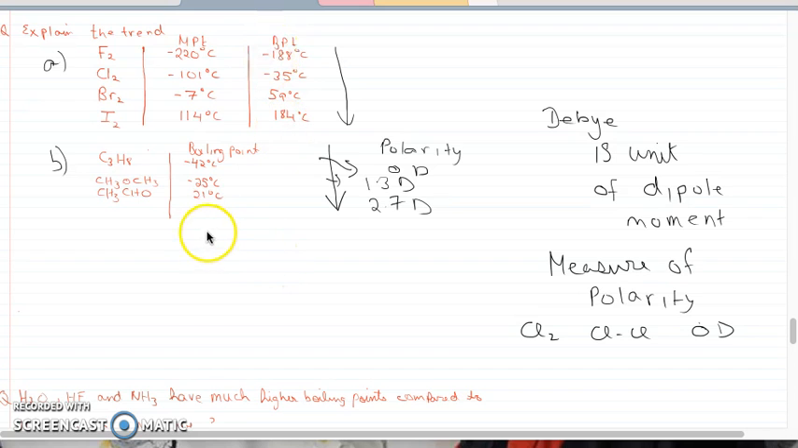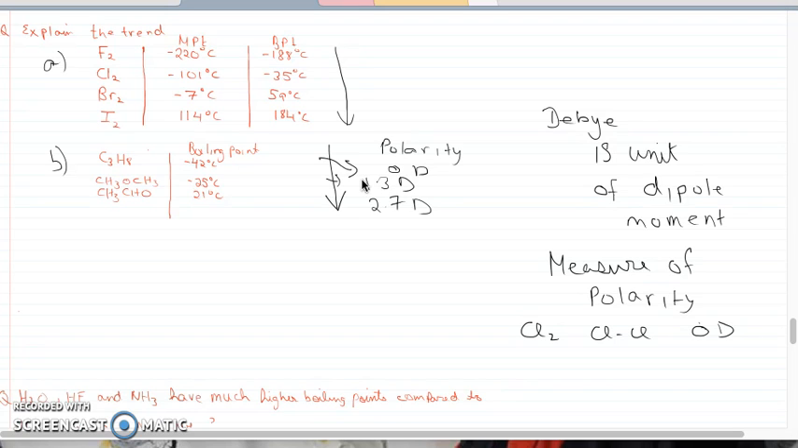That's part A. Part B, as you go down, you can see that the boiling point is increasing. This is because as you go down, the polarity of the molecules increases. Since polarity decides the dipole forces, the greater the polarity, the greater the dipole force of attraction.